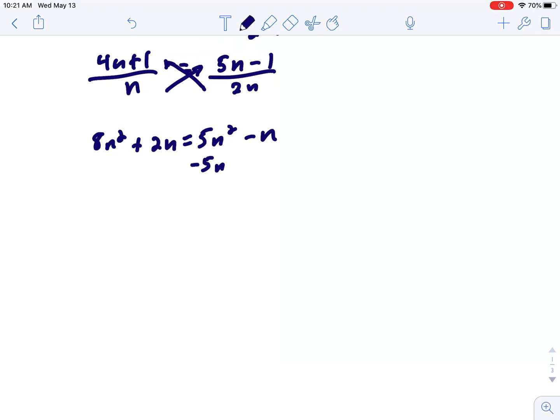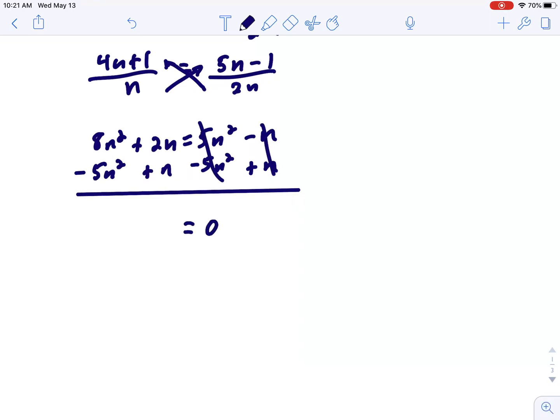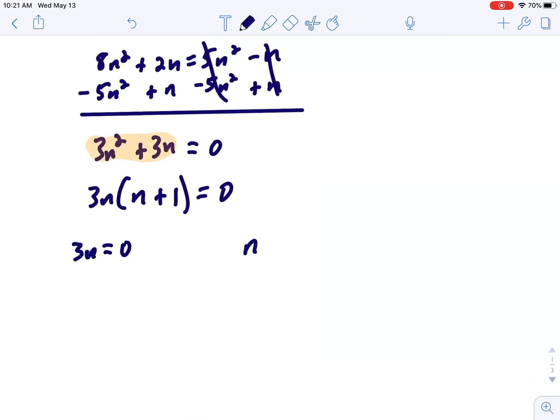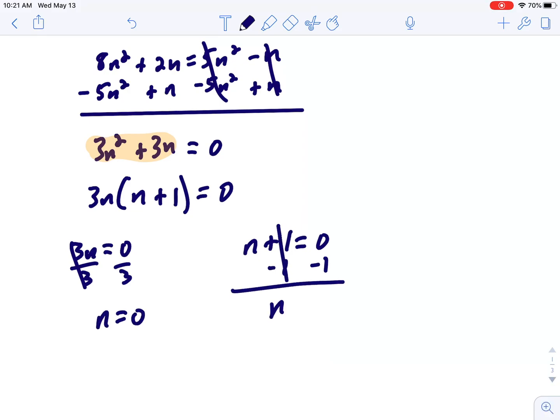Now, I'm going to subtract 5n squared and add n. Subtract 5n squared, add n. This all cancels out. I get 0. Over here on the left, 8 minus 5 is 3, so 3n squared. 2n plus n is plus 3n. This can be factored using common factoring. Bring out a 3n. You're going to have n plus 1 equals 0. Now set each one of these terms equal to 0. Over here, divide by 3. n equals 0. Minus 1. n equals negative 1. And we have 2 answers.